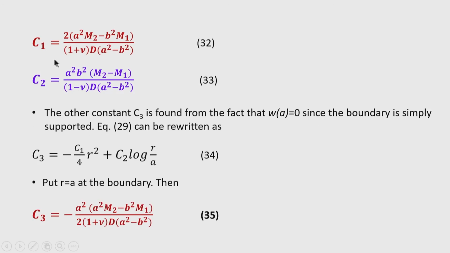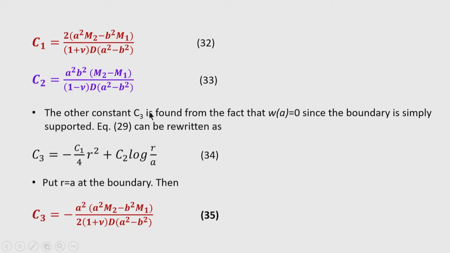So, obtaining the values of C 1 and C 2, we can now write C 1 equal to 2 multiplied by (a square m 2 minus b square m 1) divided by (1 plus mu) d bracket (a square minus b square). Then C 2 is equal to a square by b square m 2 into (m 2 minus m 1) bracket closed divided by (1 minus mu) into d into (a square by b square). So, these two constants are obtained, where a is the outer radius, b is the inner radius, m 1 is the inner moment and m 2 is the outer moment. So, that has been shown in the figure.